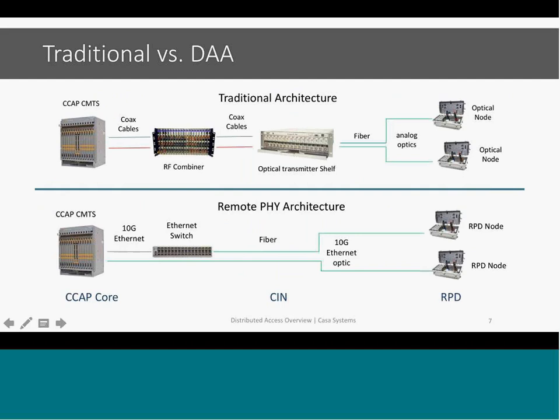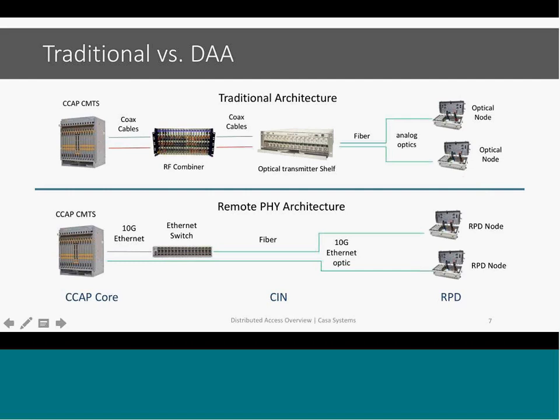The way I started looking at it was, how is it done today? I'm a big fan of how is it done today and really what's changing. So you're probably all familiar with this strategy, right? You have your CMTS, which has a downstream coax cable and an upstream coax cable, which gets input to an RF combiner, and those combiners feed this optical transmitter shelf, and the fiber leaves the building or the facility, and it terminates in your optical node with analog optics.